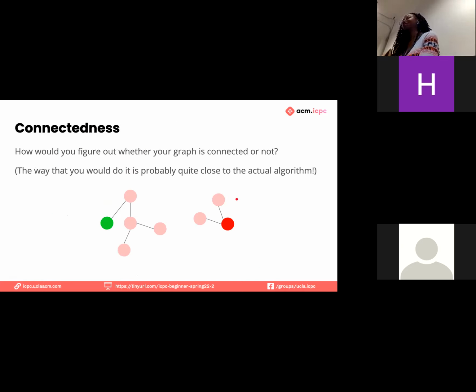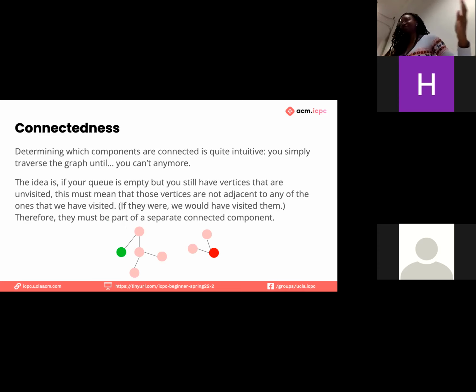Connectedness is fun because, how do you think you would figure out whether or not a graph is connected? The way that you probably do it is very intuitive. You just use BFS, or try to traverse the graph, and if you can't anymore, and there are still vertices around, then you know it must be disconnected. In code, this would be if your queue is empty but you still have unvisited vertices. This must mean those vertices are not adjacent to any of the ones you've already visited, because if they were adjacent, the algorithm would have put them in your queue and you would have visited them. So they must be part of a separate connected component.